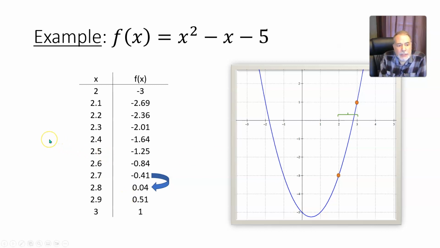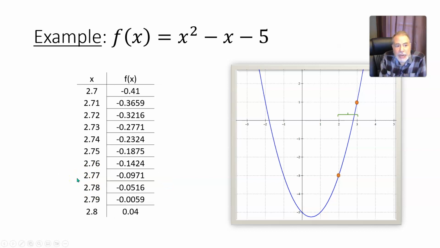And if I want to narrow it down further, I can calculate some values that are between 2.7 and 2.8 and look for where the values change from negative to positive. And that happens somewhere between 2.79 and 2.80. So f of 2.79 is a negative number, less than 0.